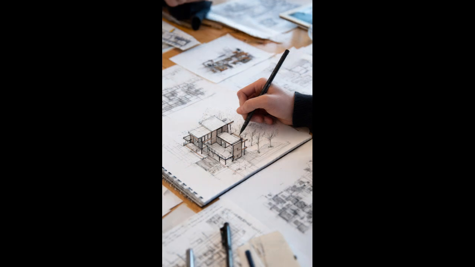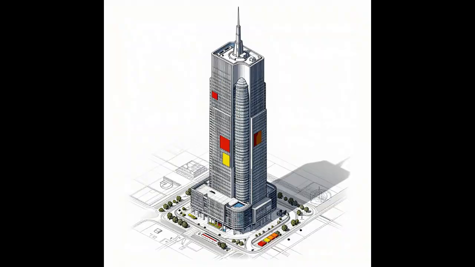Architecture is not about talent alone. It is about method and discipline. By mastering the design process, diagrams, site analysis, form development, and space planning, students gain control over their designs. Process-driven architecture leads to clarity, confidence, and stronger outcomes.